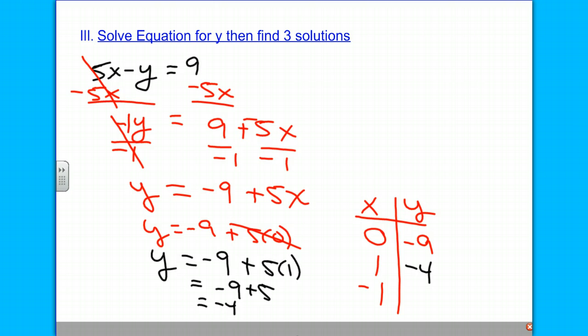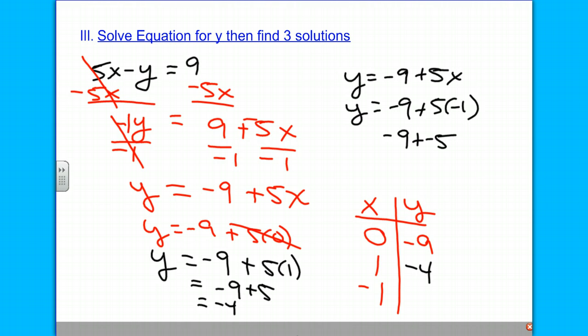And finally, when we plug in negative 1, did anybody scratch that out already? When we plug in negative 1, we get? 4. Oh, we better do it together. This is the original equation. And when we plug in negative 1, what is 5 times negative 1? So negative 9 plus negative 5 is negative 14. Okay, so you need to go work it out.